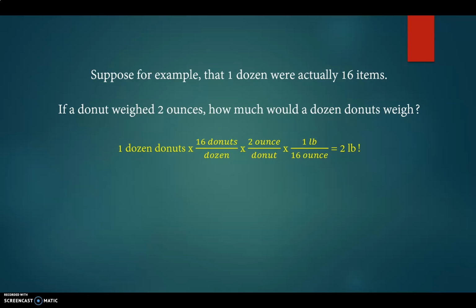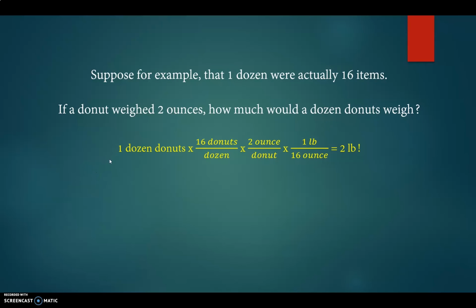Now let's suppose that a dozen was actually 16 items instead of 12, just for purposes of this illustration. And we wanted to find out how much a dozen donuts weighed. If we knew that 1 donut weighed 2 ounces, we'd like to know how many pounds a dozen donuts would weigh. So the ounces is sort of like our AMUs, and the pounds is like our grams, and the dozen is sort of like our mole.